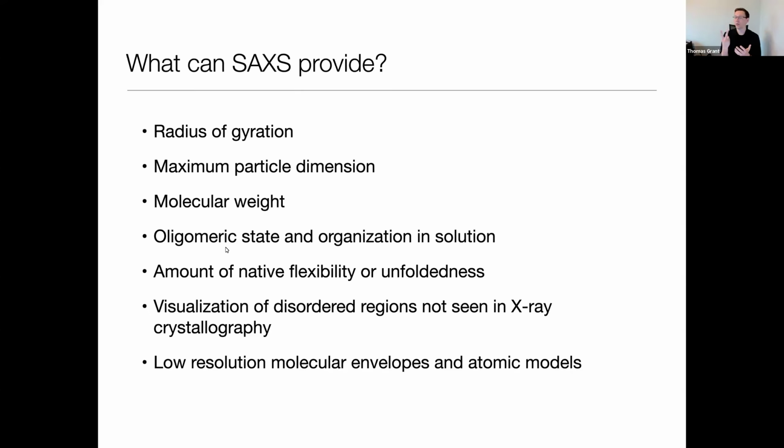It could be 2 of them, it could be 3 of them, it could be 4 of them in order to get the oligomeric state. In addition to that, we can also get how they're arranged in space. It's not just the number of them, but how many are arranged in a particular configuration.